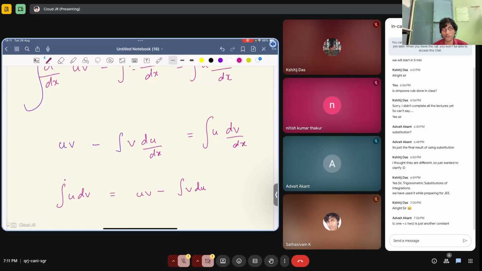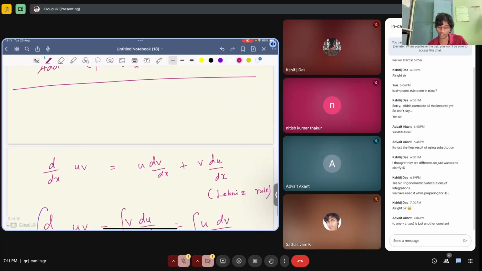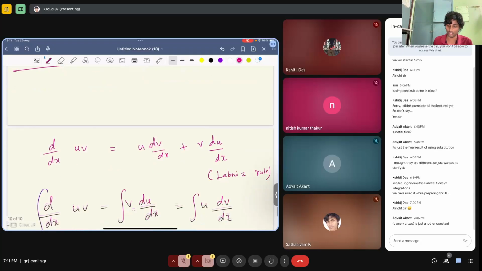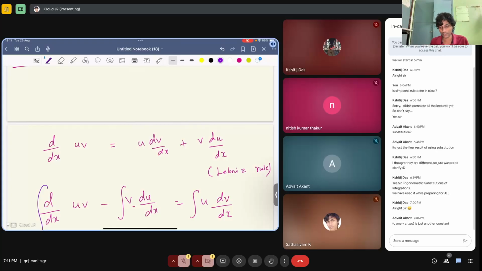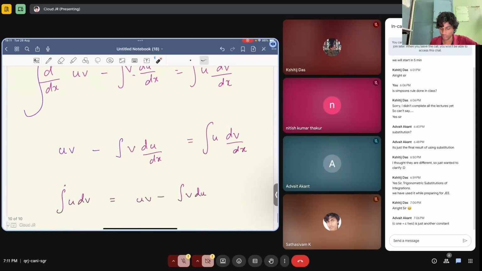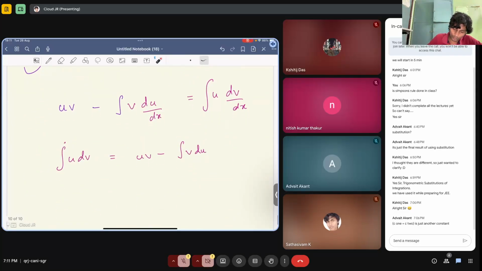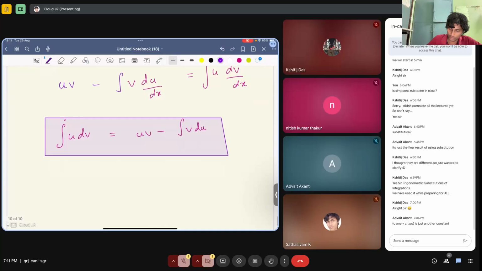Okay. So basically what we are doing is, in some sense, we are kind of reversing the Leibniz rule. Yeah, in some sense we are reversing it. Basically, you take the Leibniz rule, and then you apply the integral on both sides. Okay, so that's what we are doing, and we got this familiar formula, especially if you have done your math in school. So this is called integration by parts.